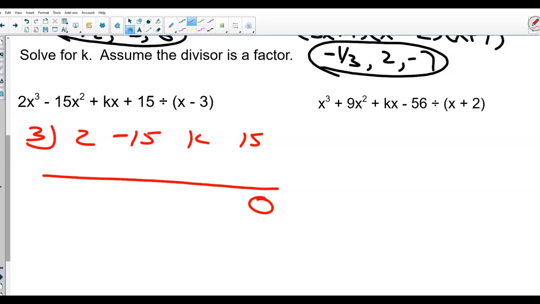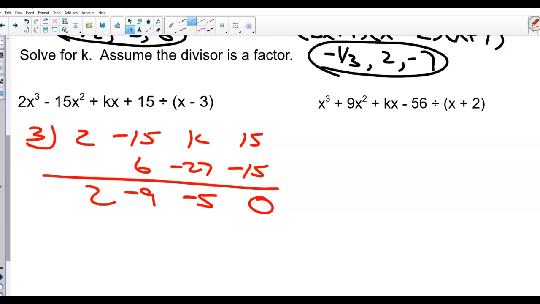Not 15, negative 15. What times 3 gives you a negative 15? Negative 5. Okay, 3 times negative 5 gets you this negative 15. That gets me to 0. Now I work from the front. I bring the first term down. It's 2. 3 times 2 is 6. Negative 15 plus 6 is negative 9. And negative 9 times 3 is a negative 27.